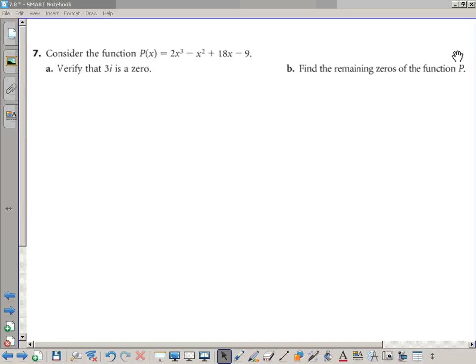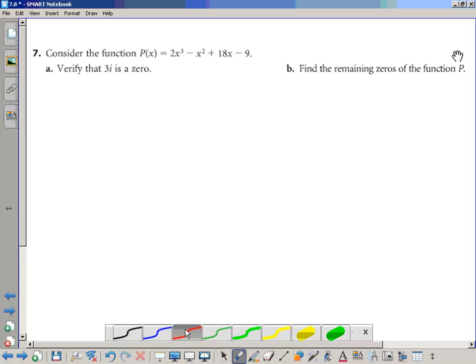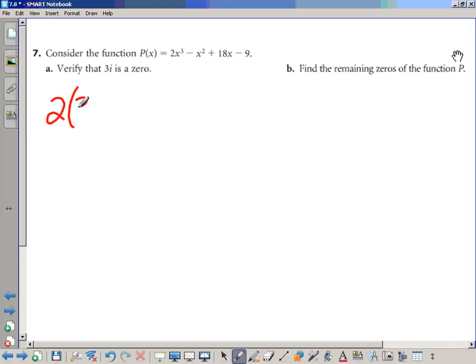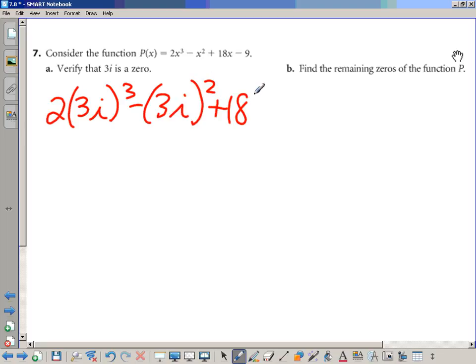All right, 7a from page 434. We're going to go ahead and plug in 3i. So you do 2 times 3i cubed minus 3i squared plus 18 times 3i, that's an i, minus 9. If you go to your calculator and make sure that it's in complex mode, remember you go to mode and then you go down to a plus bi, it should produce 0 when you plug that in.